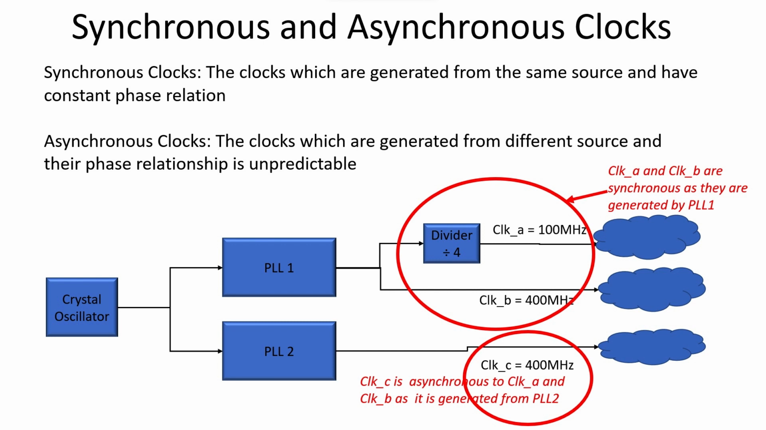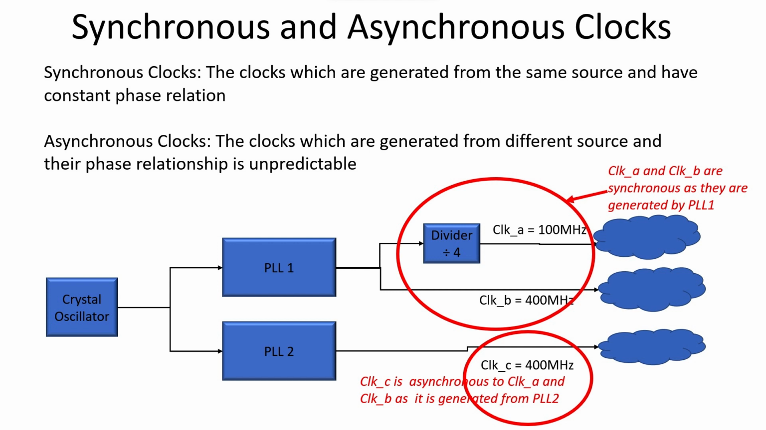Let's come to the question. As you can see, clock A and clock B are generated by PLL1 and clock C by PLL2. So clock A and clock B are synchronous to each other, and clock C is asynchronous to clock A and clock B. But someone can say that clock B and clock C have the same frequency of 400 MHz, then how can they be asynchronous?